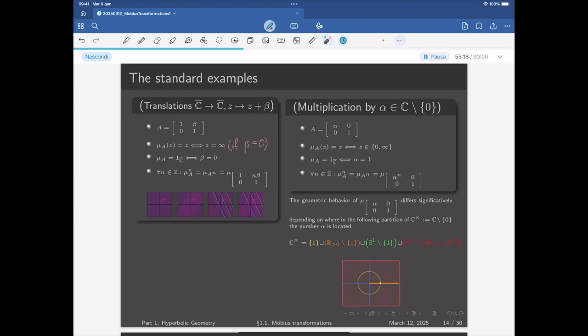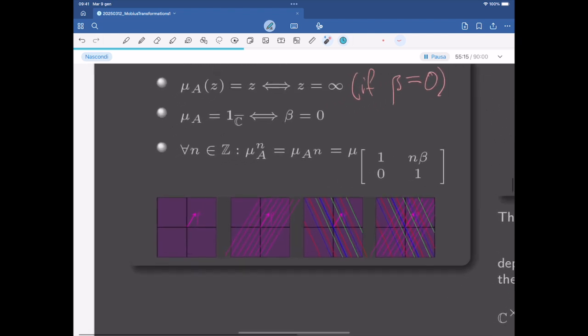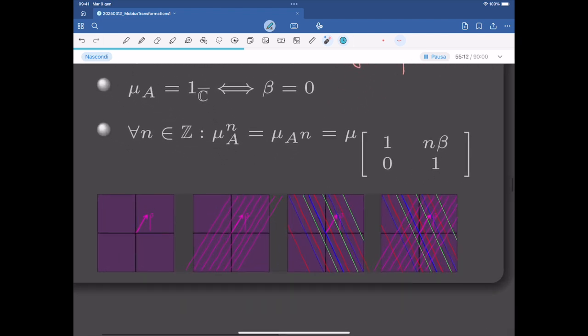Now, what properties does this have? There are some obvious properties. The first property is that if I consider the family of all Euclidean straight lines parallel to the translating vector, each of these lines is stable under the action of the whole subgroup of Möbius transformations generated by mu A. So each of these is obviously stable under all these powers.